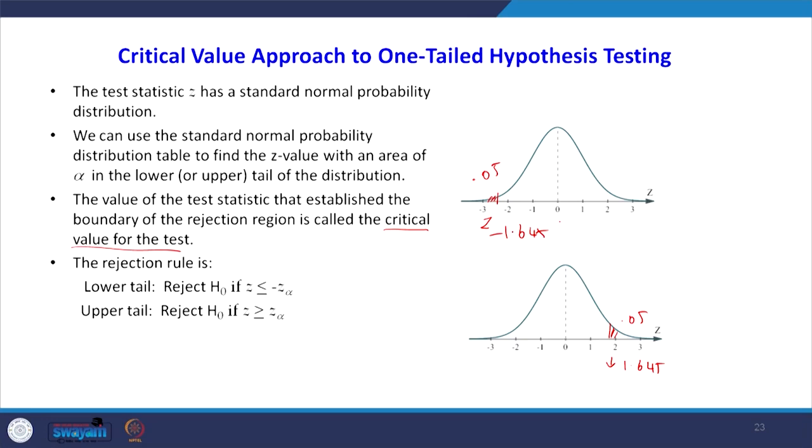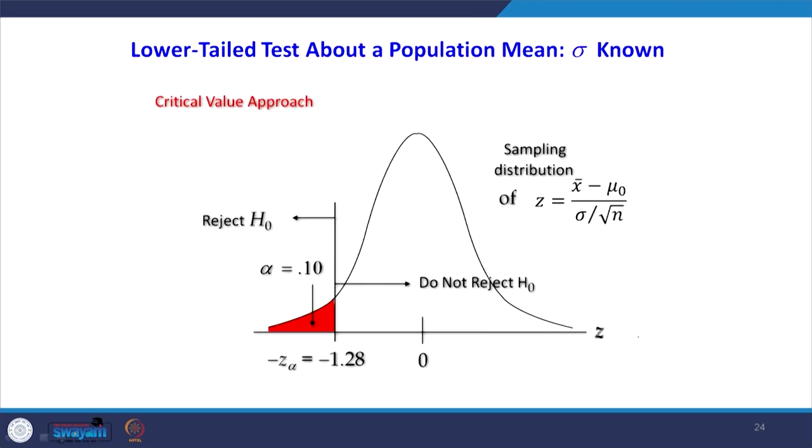Rejection rule. If it is a left tail test, reject if the Z value, that means your calculated Z value, is less than minus 1.645, because you will be standing on the rejection side. If it is a right tail test, if the calculated Z value is greater than your table value, then you have to reject it. For example, sigma is known, and alpha equals 10%.